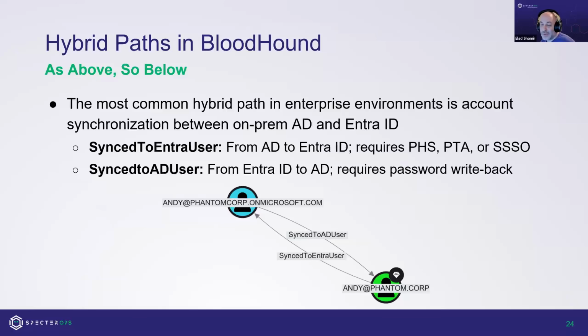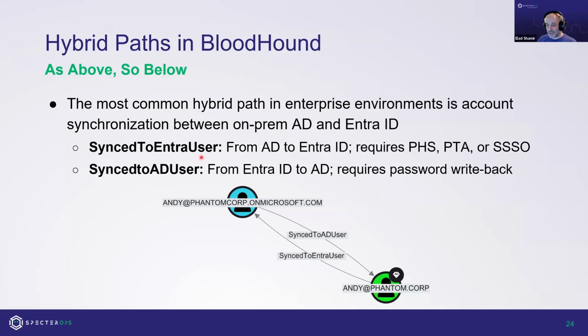just under a year ago, or about a year ago, we decided to introduce hybrid paths into BloodHound. And the most common hybrid path you'll find out there is between on-prem Active Directory and Entra ID, also known as Azure AD or Azure in general. Microsoft has been changing that over the years.